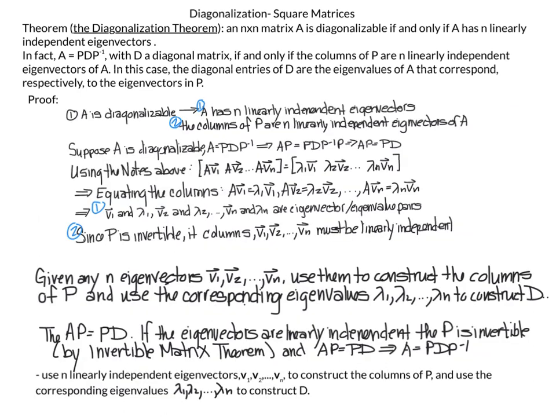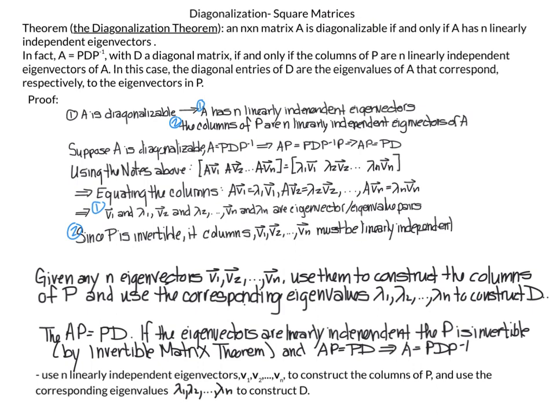As I had mentioned, I'm not going to prove this entire theorem. I only proved this first part, the forward direction. I haven't proved the other direction. That is that if A has n linearly independent vectors, then A is diagonalizable. This one I'm just going to have you use this part of the theorem without proof.